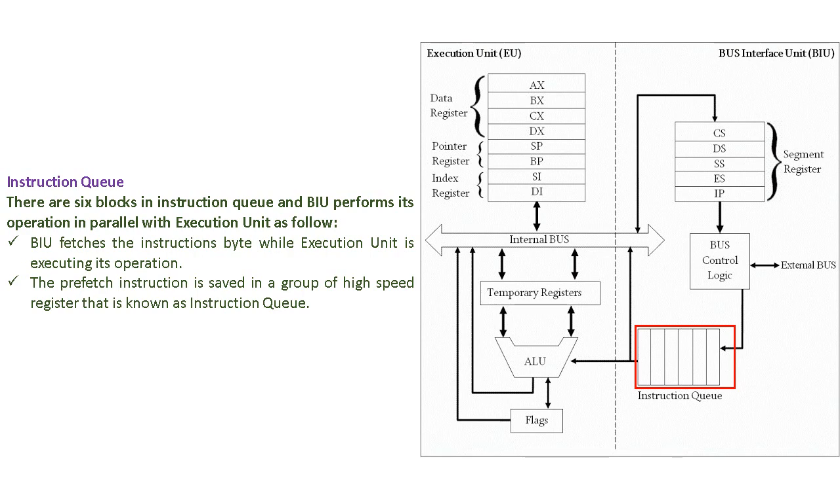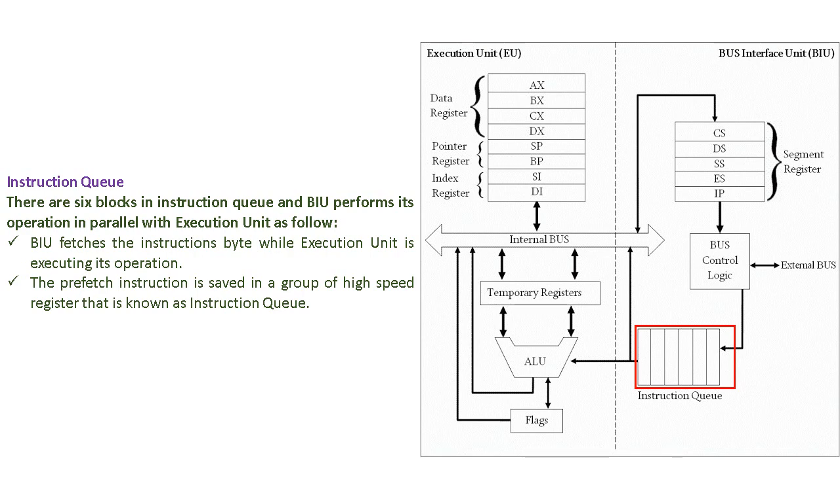We can observe the diagram on our right, drawn with a red border. The red border portion is the instruction queue, and you can observe this is part of the bus interface unit. The instructions that are going to be followed next are maintained in a queue. The execution unit will access the instruction from the bus interface unit and execute it according to the priority set in the instruction queue.